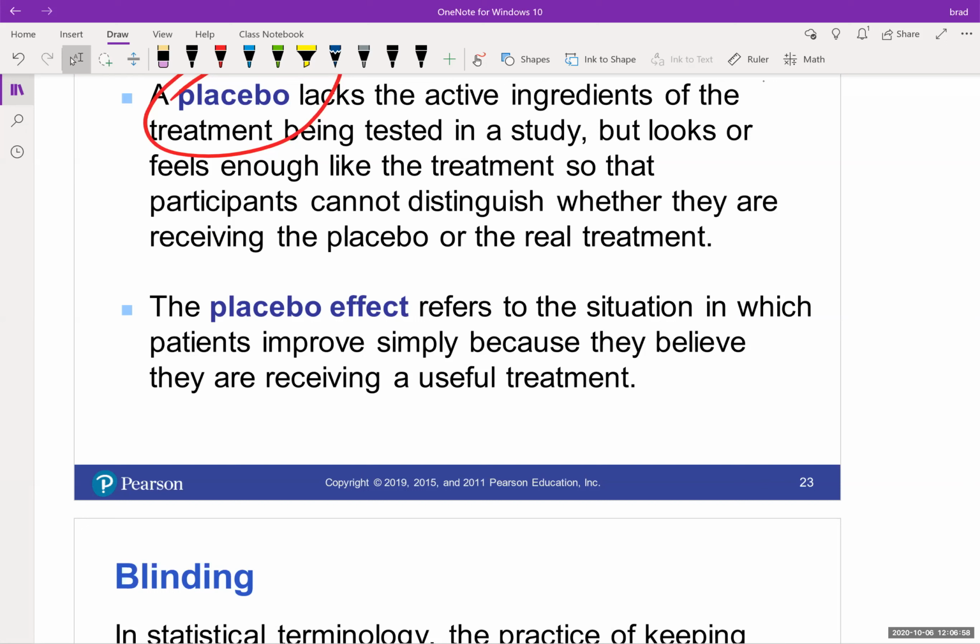Okay. The placebo effect refers to the situation in which patients improve simply because they believe they are receiving a usual treatment. So, kind of like that whole positive vibes thing, you think because you're getting a treatment, you're going to get better. So then your mind kind of tells you you're feeling better, even though you were just getting a saltwater tablet or something, nothing real.